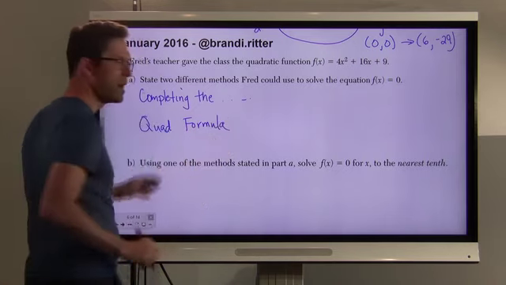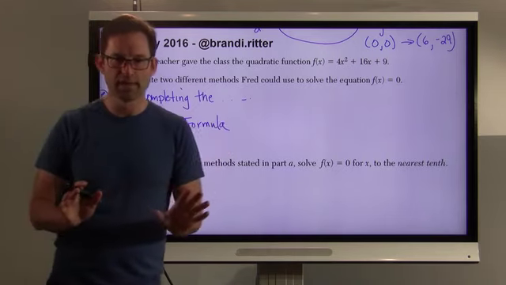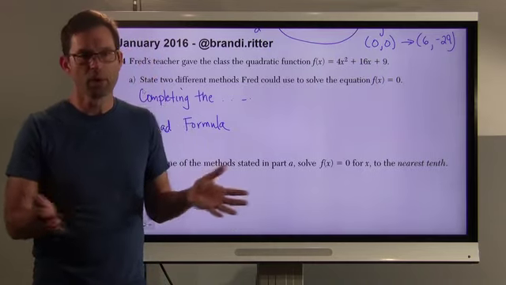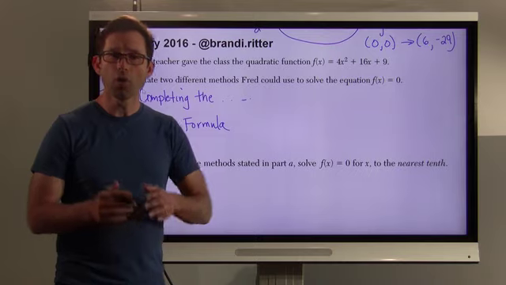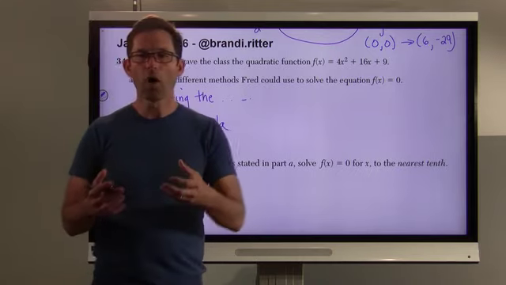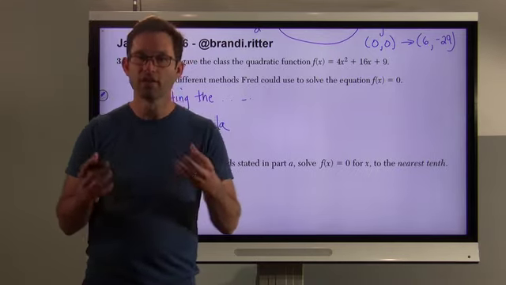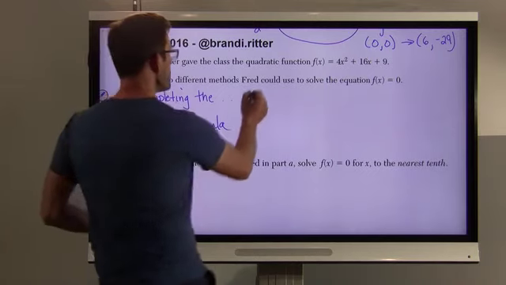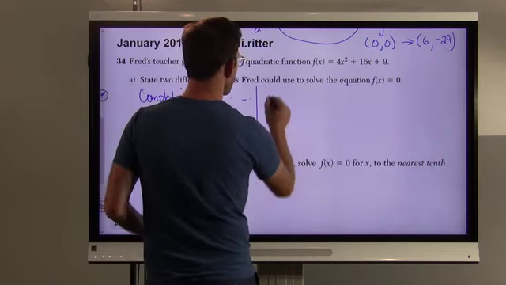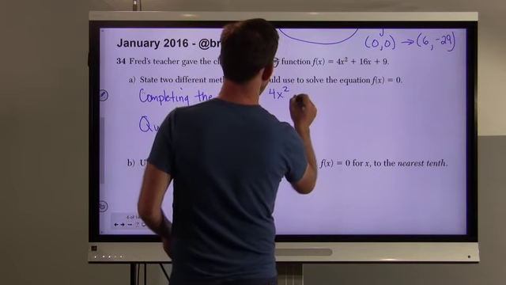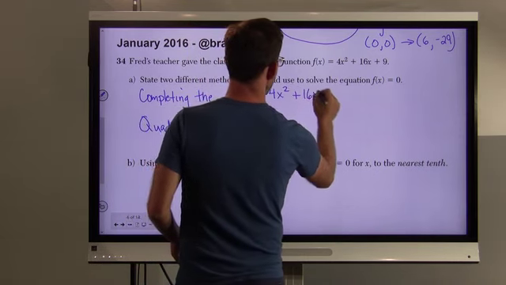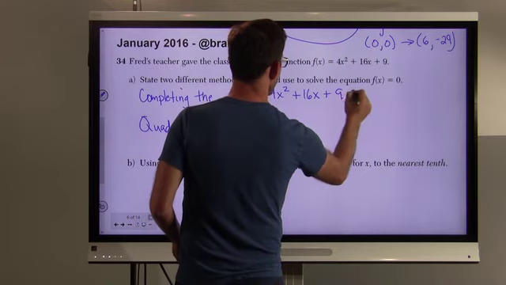Again, for the sake of time, I'm not writing all these things out as I should on the test. We only have so much time. Anyway, part B says use one of these methods to solve f of x equal to 0 to the nearest tenth. So let's keep this up here. I have f of x equals 4x squared plus 16x plus 9 equals 0.